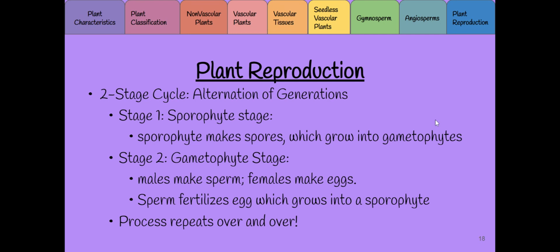That brings us to our last slide of this presentation, called plant reproduction. Plant reproduction happens in a two-stage cycle called alternation of generations. Stage 1, the sporophyte stage. The sporophyte makes spores, which grow into gametophytes. Stage 2, the gametophyte stage. The male makes sperm, which you would know as pollen. Females make eggs. Sperm fertilizes the egg, which grows into a sporophyte. That process repeats over and over again.